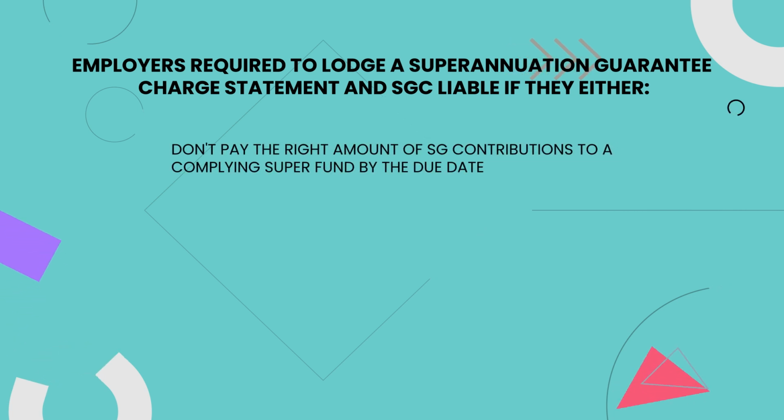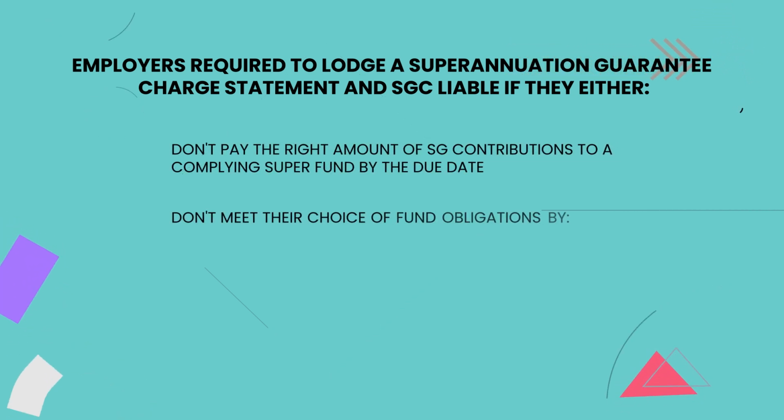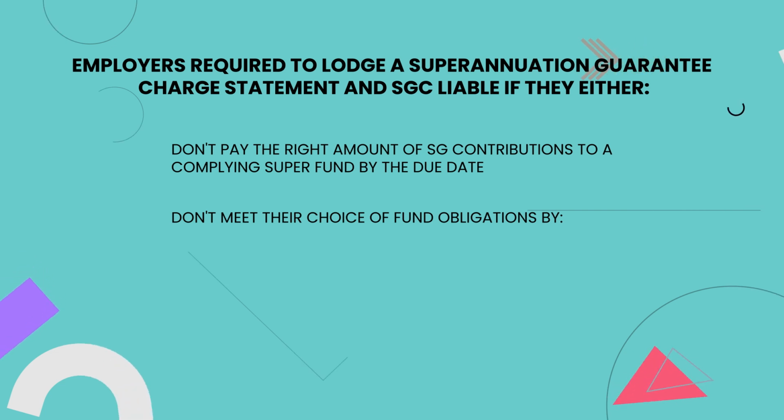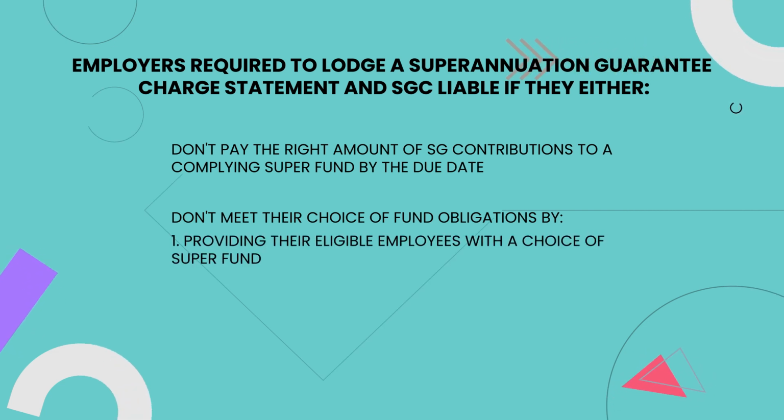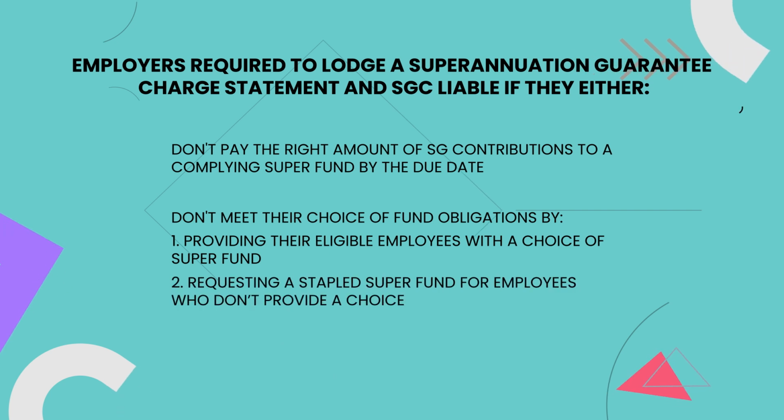Employers are required by law to lodge a superannuation guarantee charge statement and are liable for the super guarantee charge if they either don't pay the right amount of super guarantee contributions to a complying super fund by the due date, or don't meet their choice of fund obligations by 1. Providing their eligible employees with a choice of super fund, or 2. Requesting a stapled super fund for employees who don't provide a choice.